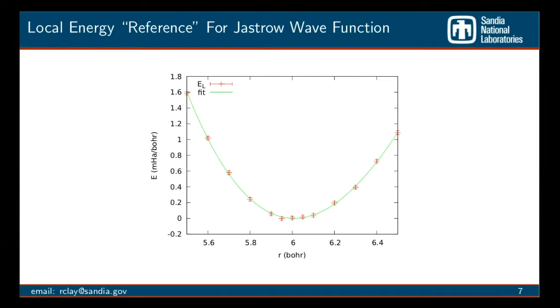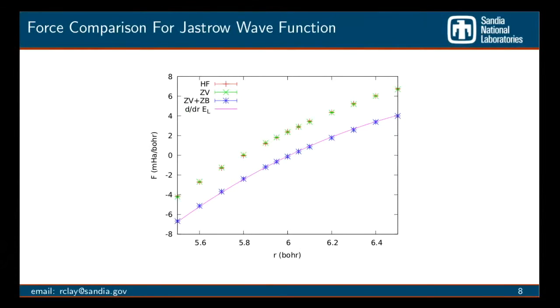Just to set up a reference, what I did was pull the dimer apart, compute the VMC energy here, and fit it to a 5th degree polynomial. And then here are the results. What I'm showing you here is the force computed a whole bunch of different ways. This DDR-EL is the derivative of the fit I made to the local energy, so this is my reference point. This HF is the Hellman-Feynman term. We see it in red.